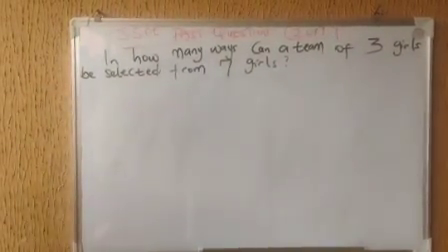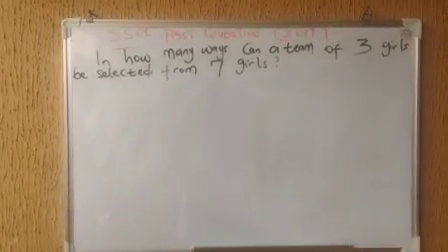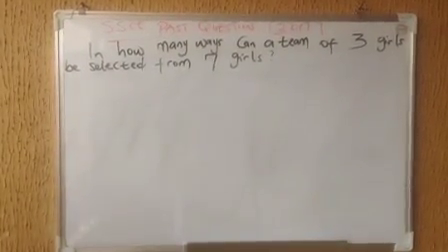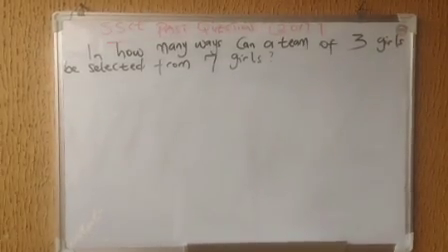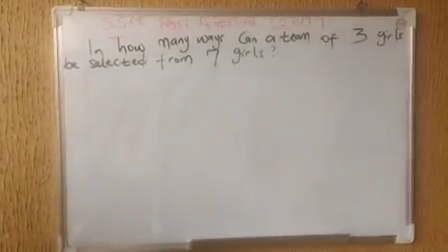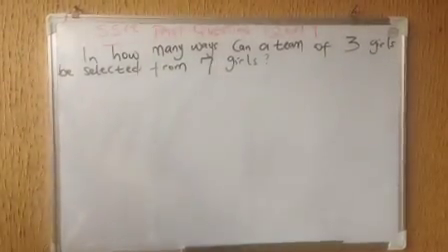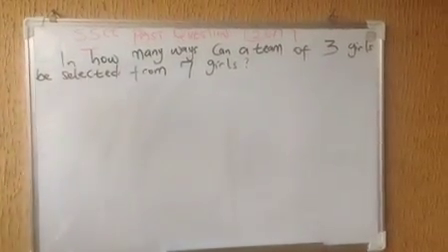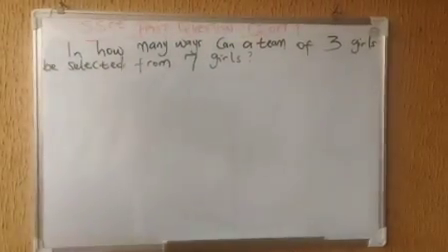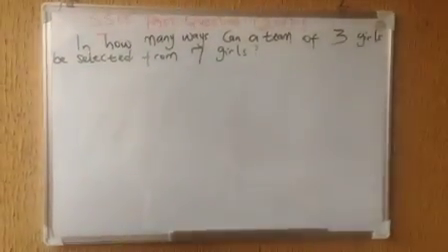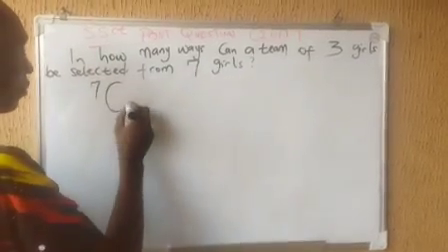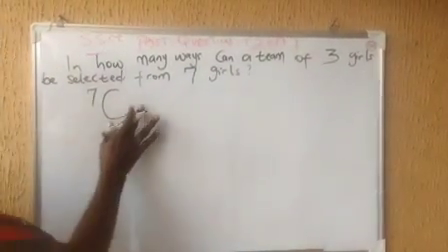So this is a question on permutation and combination. This is computation actually, combination. We are being asked, in how many ways can a team of 3 girls be selected from 7 girls? So we are selecting 3 girls from 7 girls. So this is supposed to be 7 combination 3, sorry.